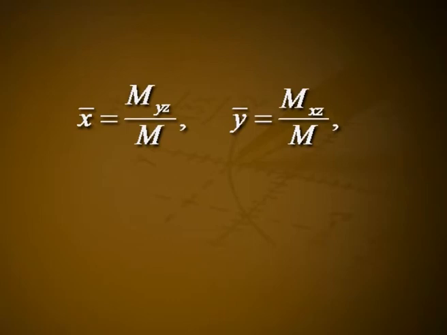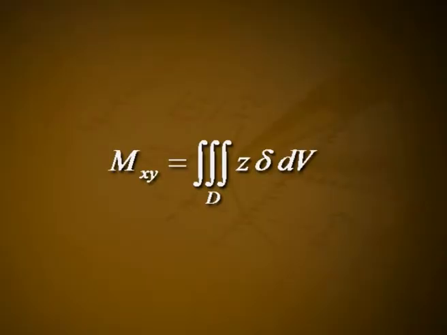The solid centroid (x bar, y bar, z bar) has x bar = Myz/M, y bar = Mxz/M, z bar = Mxy/M, where Mxy is the moment about the xy plane, Mxz is the moment about the xz plane and so on. But in the given problem, the solid centroid lies on its axis of symmetry, here the z axis. This makes x bar = y bar = 0. Hence, it remains to find z bar.